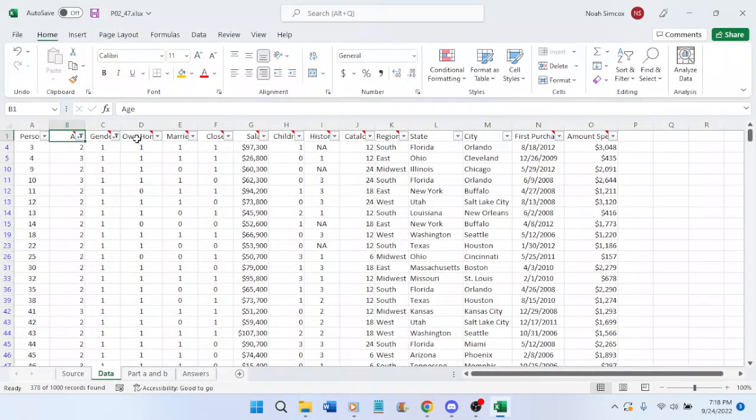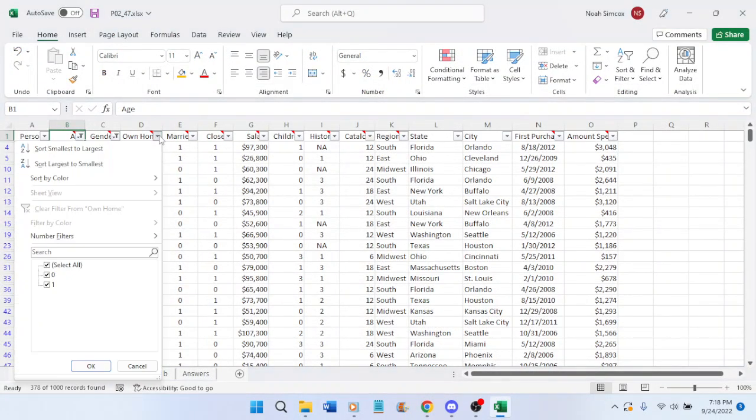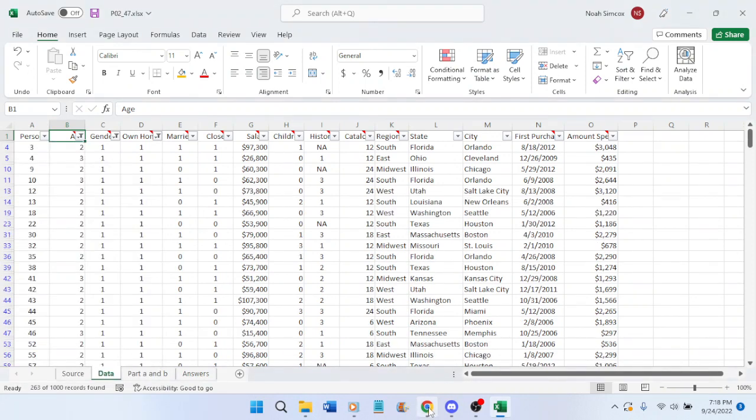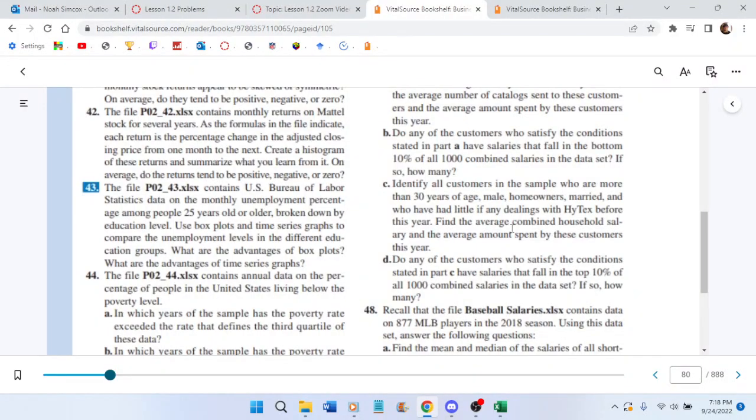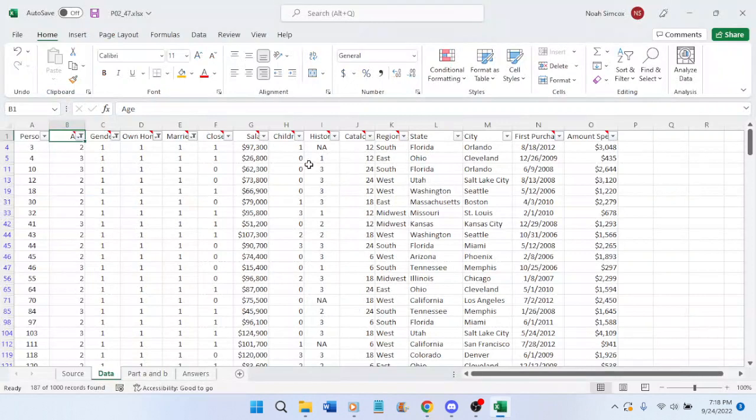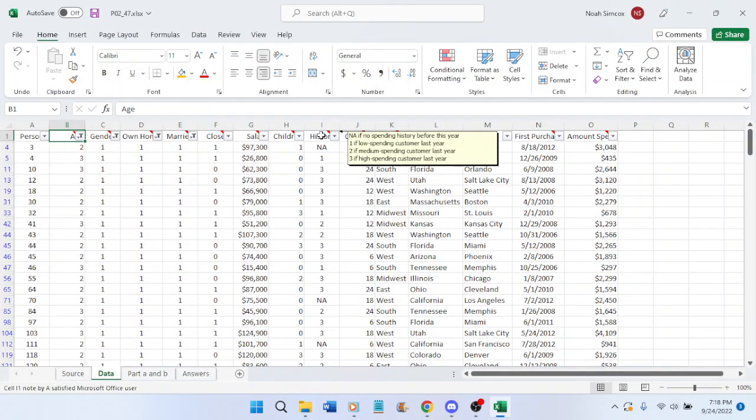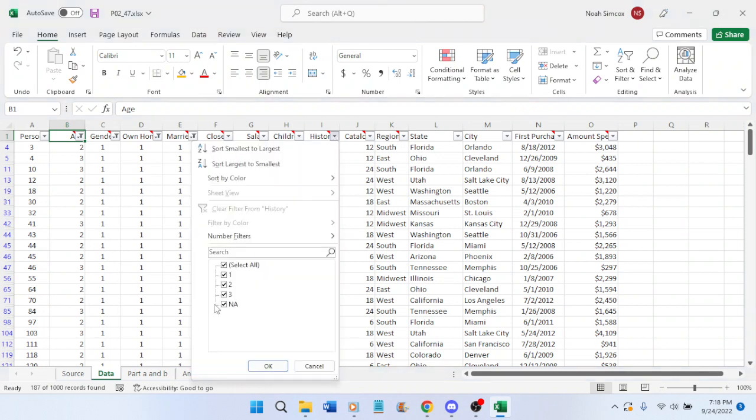Homeowners. 1 is selected. Married. 1 is selected. Who have had little. A what? What is that? Okay, wait. Little, if any, means that they either had little or no dealings with high-techs before this year. That means we're going to go with 1 and NA are selected.